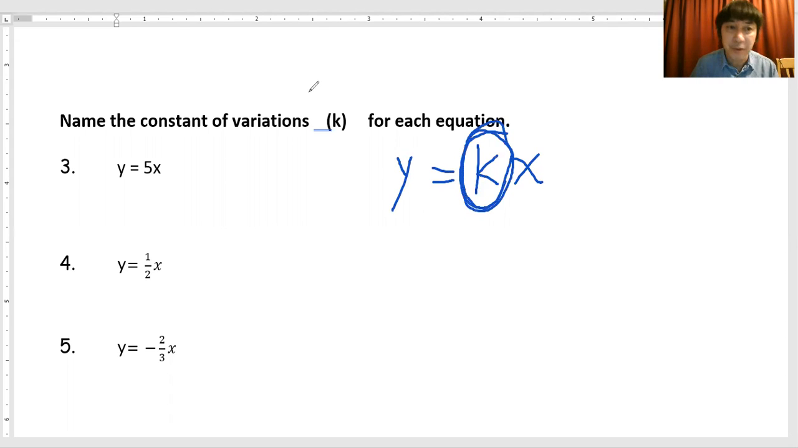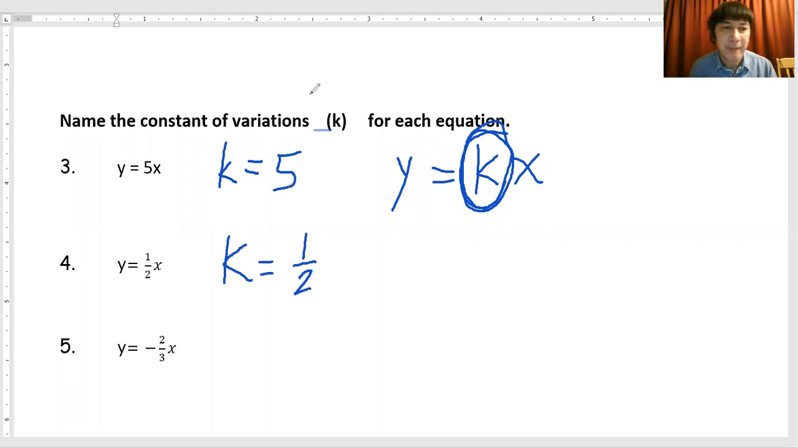So for number 3, the answer is 5. Here, the answer is 5. That's the answer there. Let me clear my handwriting. There. For number 4, it's the 1/2. That's the constant of variation. And for number 5, it's the negative 2/3. There. These are the required constant of variations. All right, so that will be for these questions. Let's continue with the next, number 6.